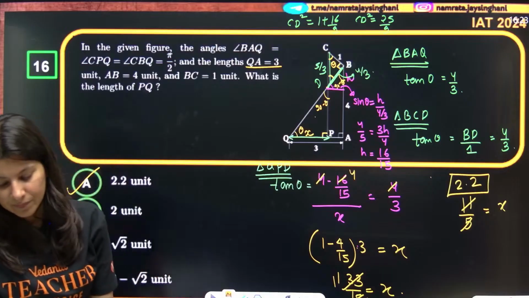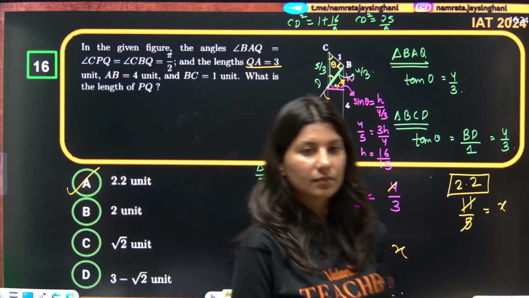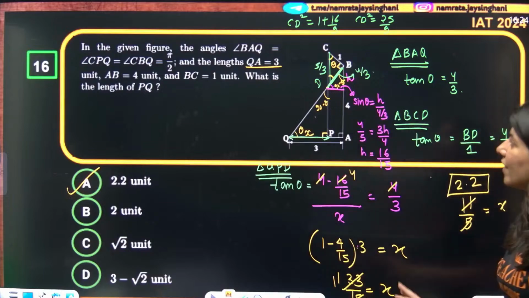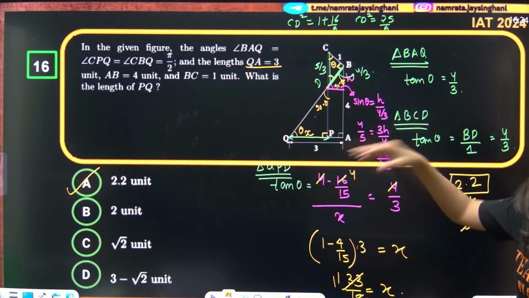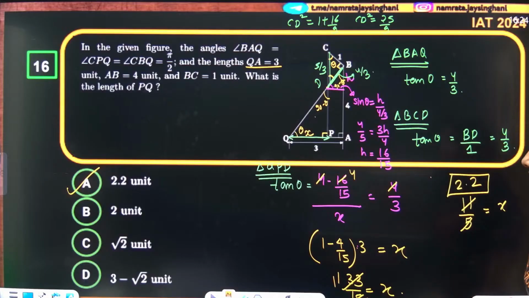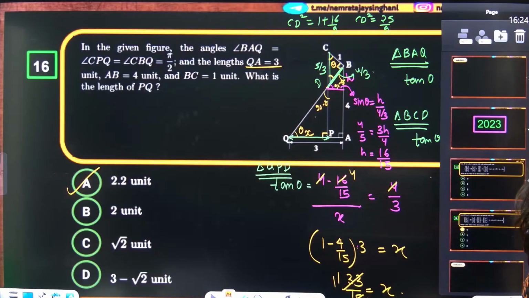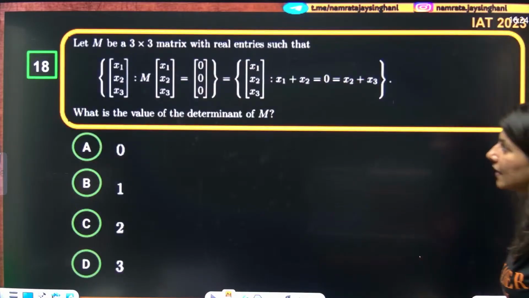Yes? Okay. So what we have done is we have applied the same theta, and this is basic heights and distances. Basic heights and distances, okay? All right, everybody? Yes, getting it now.